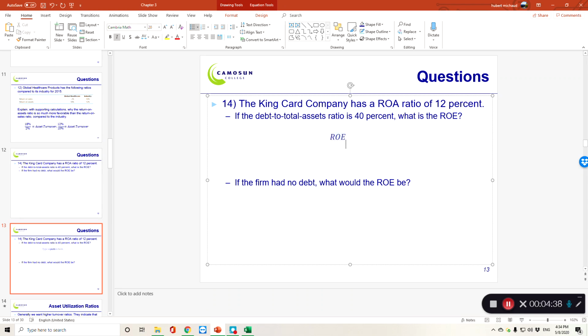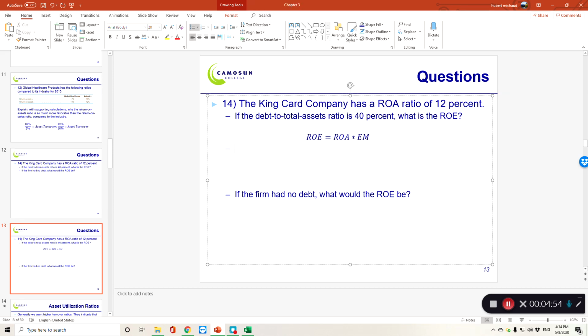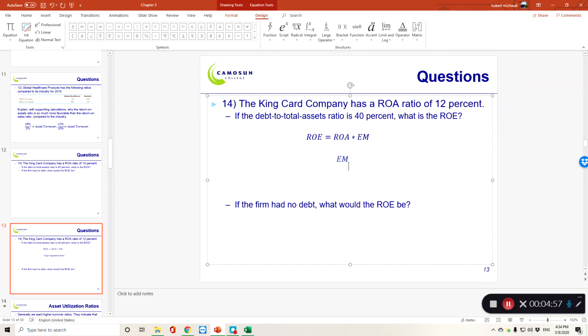So we know that the ROE is equal to the ROA times the equity multiplier, right? We already know the ROA is 12%. We don't know the EM, the equity multiplier, or do we? Right? Do we know it? Well, we know that the equity multiplier is equal to the assets divided by the equity, right?